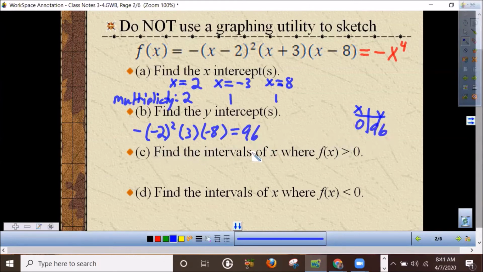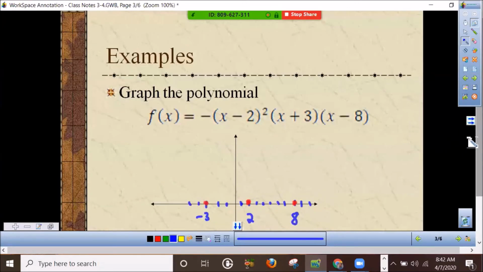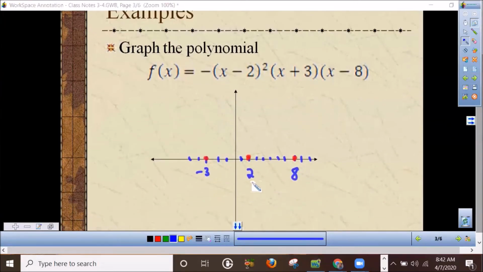Then we have these last two questions. Find intervals of x where f of x is greater than 0, or we could say the function values are positive, and find intervals of x where f of x is less than 0, or we could say function values are negative. Well, here's where we're going to turn to our ideas about the graph. On this graph, I've already marked the zeros, or the x-intercepts of the function, at -3, +2, and +8.